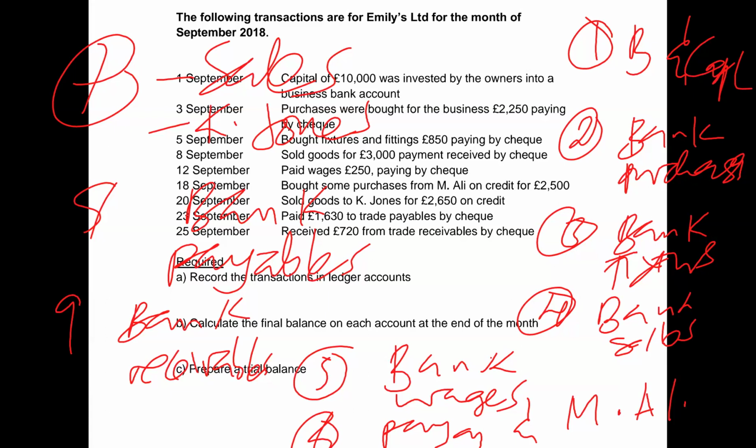And then 5th September, bought fixtures and fittings 850 paying by check. So again, we are paying, yeah, we are crediting again. So fixtures, 850.